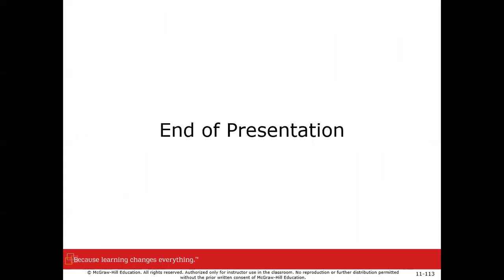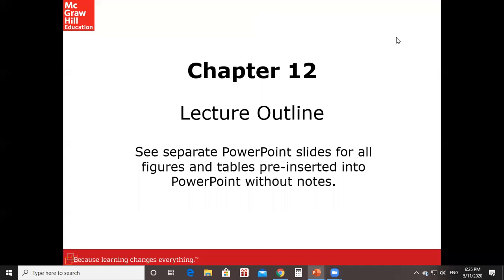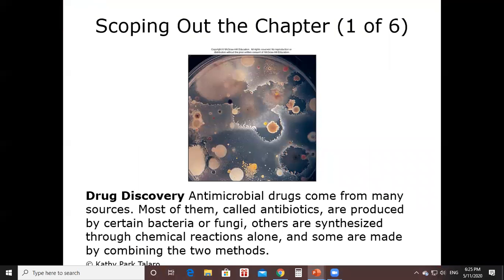Okay, let's get started with chapter 12. So now we're going to start with chapter 12, and we'll go through it fairly quickly. Scoping out the chapter. So, discovery. Antimicrobial drugs come from many sources. Most of them, called antibiotics, are produced by certain bacteria or fungi. Others are synthesized through chemical reactions alone, and some are made by combining those two methods.